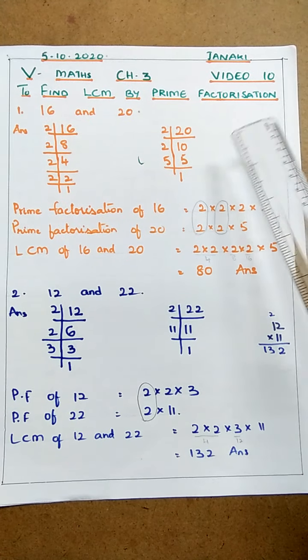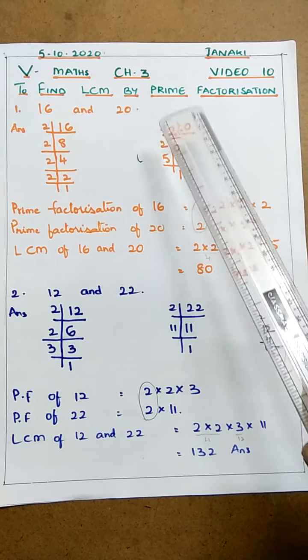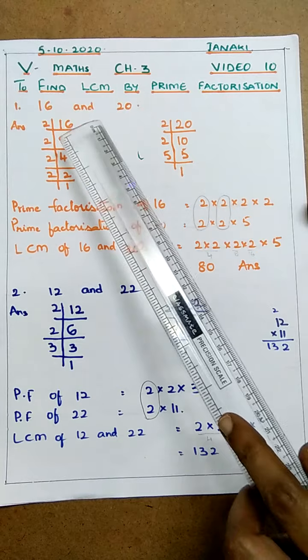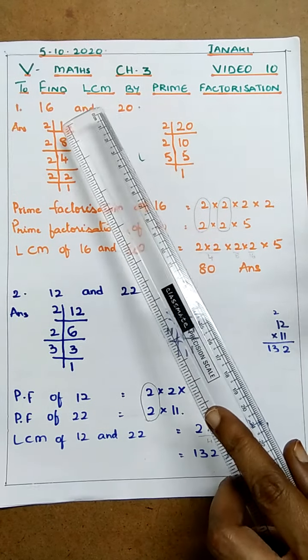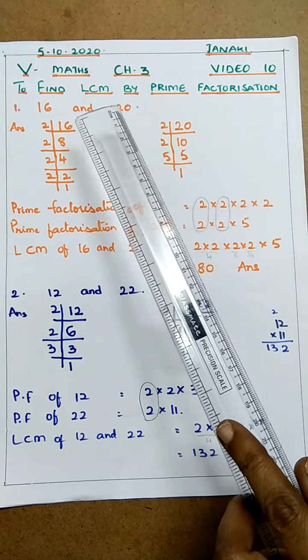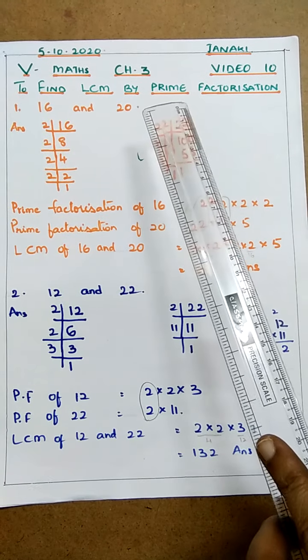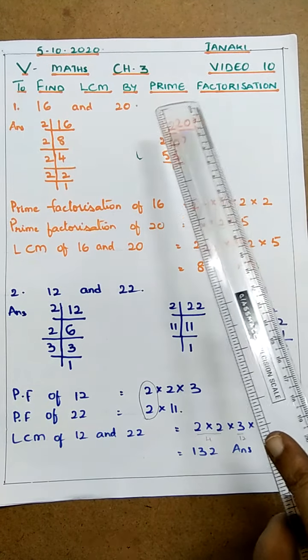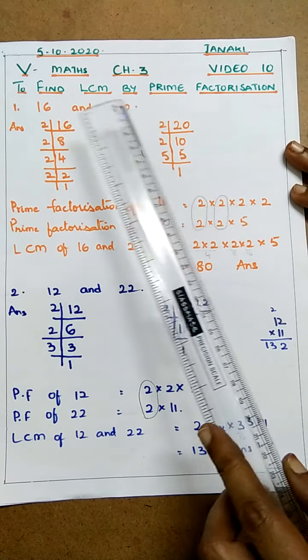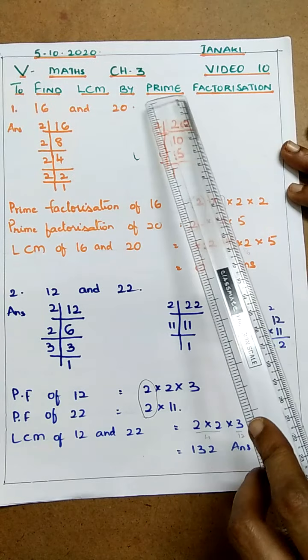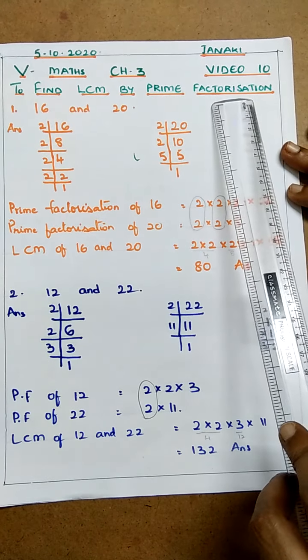In the previous class, we learned how to find the LCM by using the multiples of a number, isn't it? Two numbers were given. We started writing all the multiples and then we found the common multiple, and we have taken the least common multiple as LCM. But today we are learning how to find the LCM of two numbers by using prime factorization.